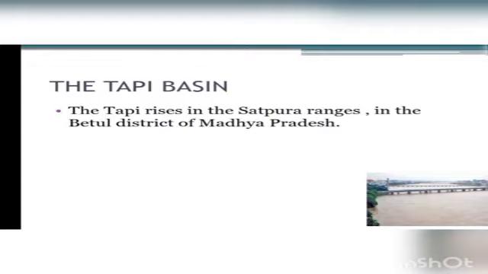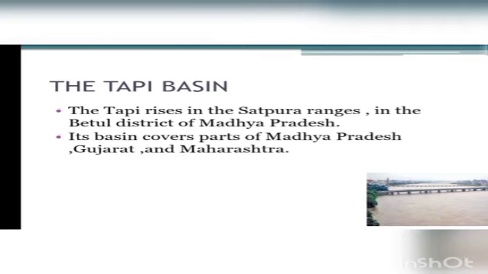The Tapi Basin. The Tapi rises in the Satpura ranges in the Betul district of Madhya Pradesh. Its basin covers parts of Madhya Pradesh, Gujarat, and Maharashtra.